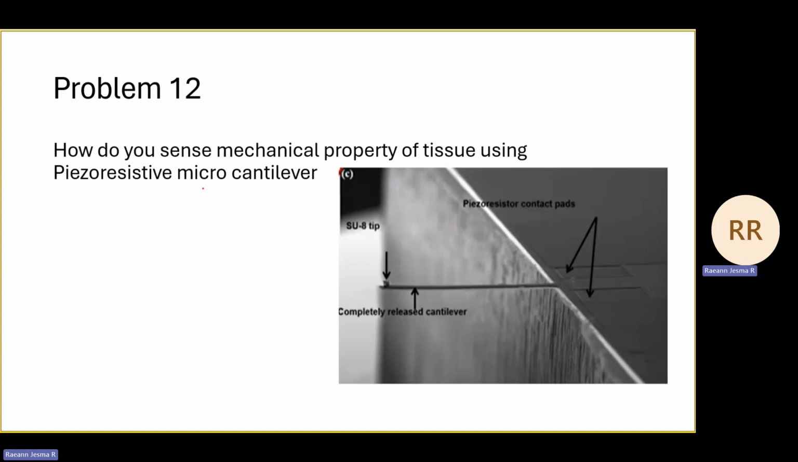Problem 12. How do you sense mechanical property of tissue using a piezoresistive microcantilever? So in this figure you have a cantilever structure and you are having a SU8 tip. Also here you have piezoresistor contact pads, and your piezoresistor is somewhere along this region. So first, what mechanical property are we measuring here? Here we are measuring the elasticity of the tissue, right?